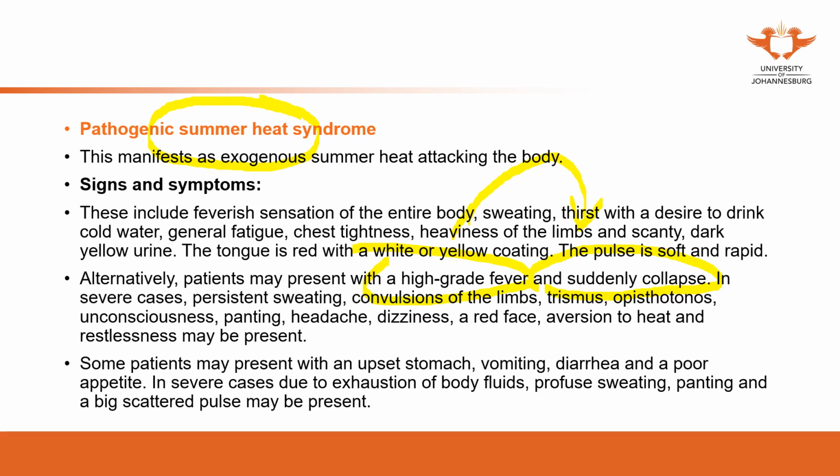Why will the patient be unconscious? That's because it developed into the internal organs, into an interior syndrome. So the heart has been affected, that's why it affected the consciousness. Some patients may present with an upset stomach, vomiting, diarrhea, or poor appetite. This is because the dampness affects the spleen and stomach function. So the patient can present with upset stomach, diarrhea, even vomiting, or poor appetite.